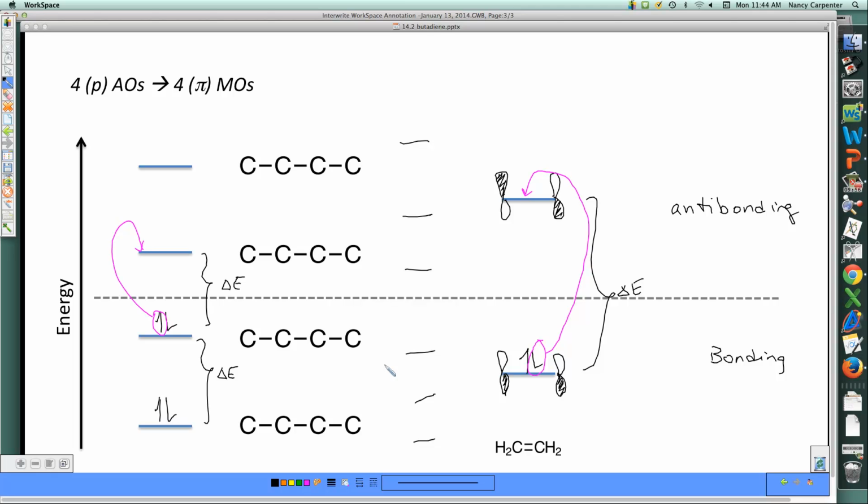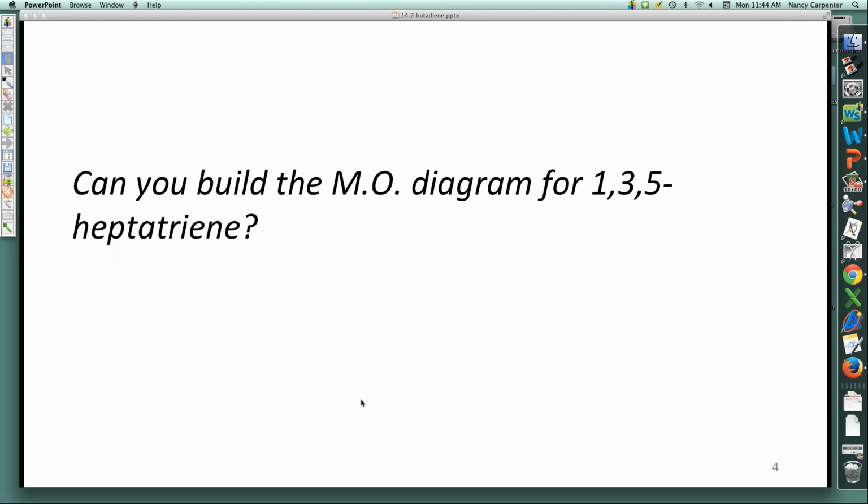And the question would be, can you expand this by doing the same sort of exercise for a conjugated triene or tetraene, etc.? So I'll leave you to that while I go get something to drink before I choke here.